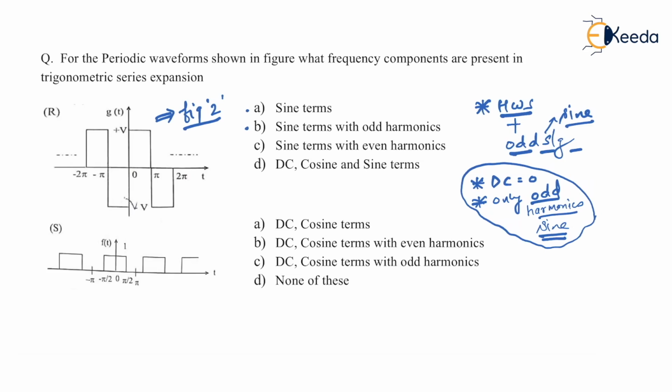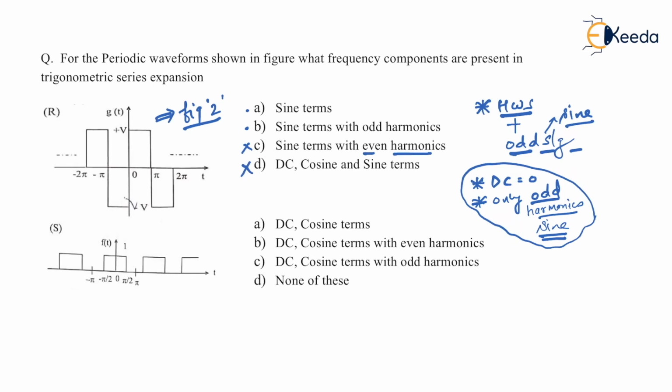What does option C say? Sine terms with even harmonics. Now this is something which is not acceptable because they say even harmonics are present. We know that it is strictly a half wave symmetry signal, and for a half wave symmetry signal, even harmonics are always equal to 0. Let's go for option D. For option A and option B, so far we agree on it. Option D says it will have DC, it will have cosine as well as sine terms. So again, we will disagree with option D also. For option A and option B, we have to choose a correct one, that is the most appropriate one, because both the options seem to be correct.